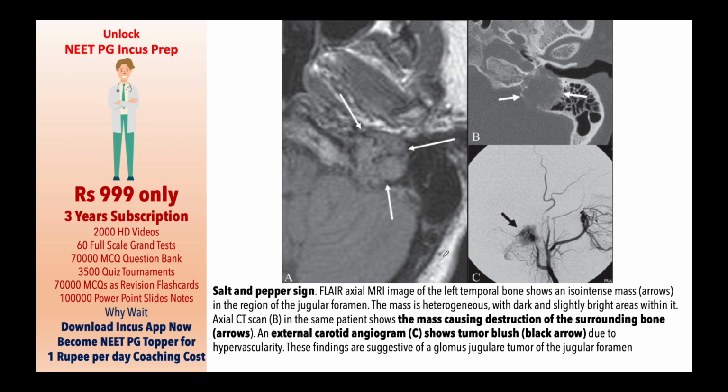Salt and pepper sign. So this is a fluid attenuation image, FLAIR image of the left temporal lobe, which is iso-intense where there is a mass. It is iso-intense in the region of jugular foramen, and this mass is heterogeneous, and typically there is a mass destruction of the surrounding bone. Surrounding bone is destroyed, and an angiogram is showing the tumor blush. So this is typically glomus jugulare tumor, where you get the salt and pepper sign.